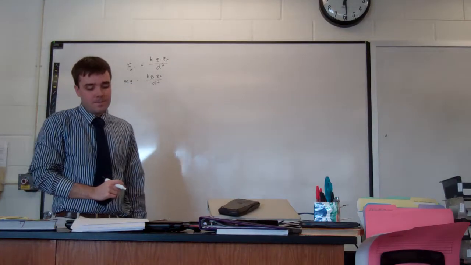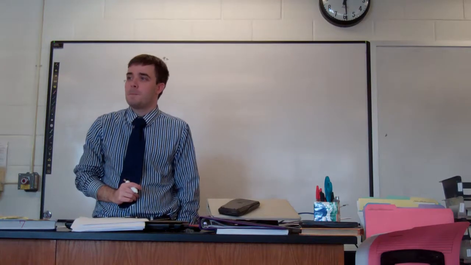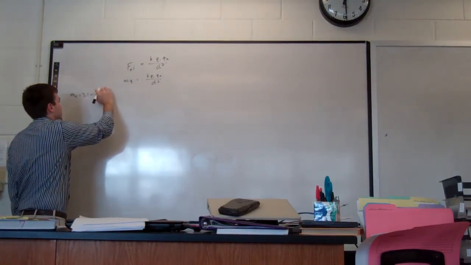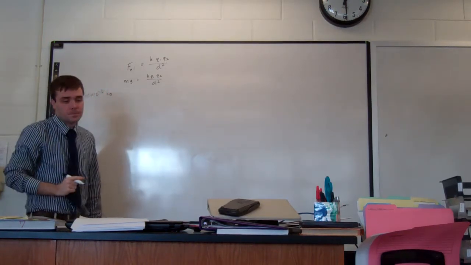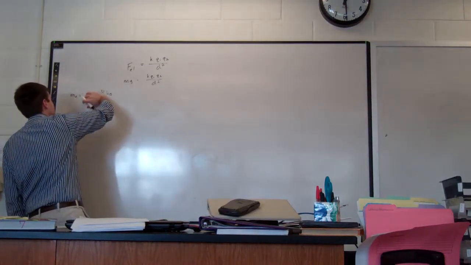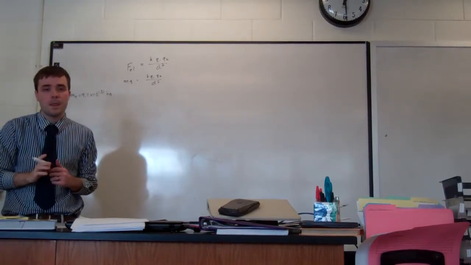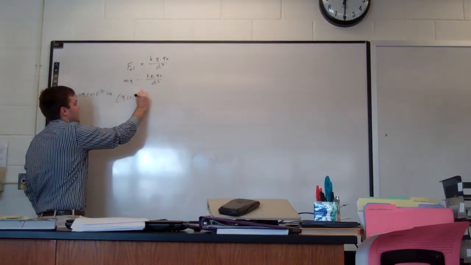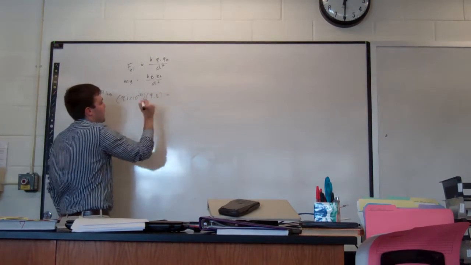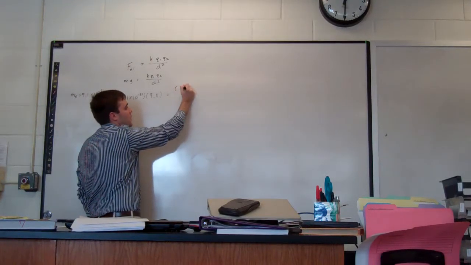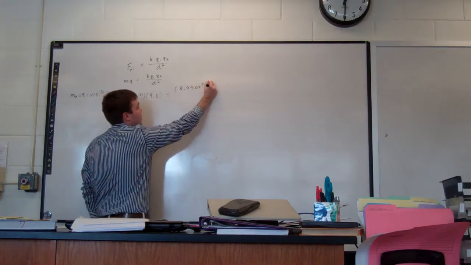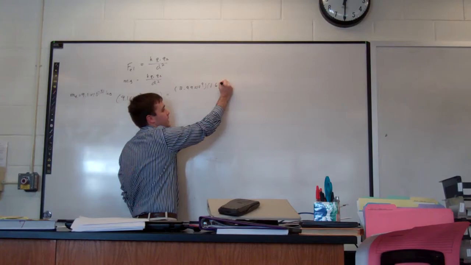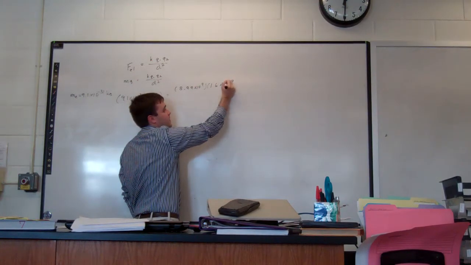Alright, anybody know what the mass of an electron is? The mass of an electron is 9.1 times 10 to the negative 31st kilograms. So I'm going to substitute in there. We have 9.1 times 10 to the negative 31st times 9.8. Anybody remember what k is? 8.99 times 10 to the 9th. What's the charge of an electron? 1.6 times 10 to the negative 19th, and we're going to make that negative.